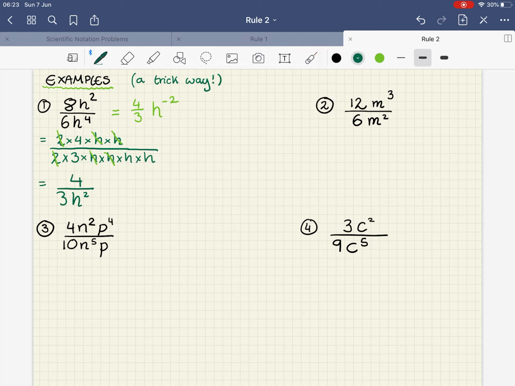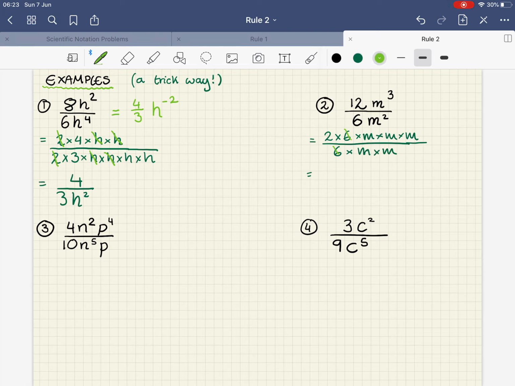Okay, so let's take a look at another example. So I've got this 12m cubed over 6m squared. So firstly, my highest common factor of the 12 and the 6 is actually going to be the 6. So I'm going to write 2 times 6, and I'm just going to leave the 6 like so. Then I'm going to have 3 m's on the top. And then 2 m's on the bottom.